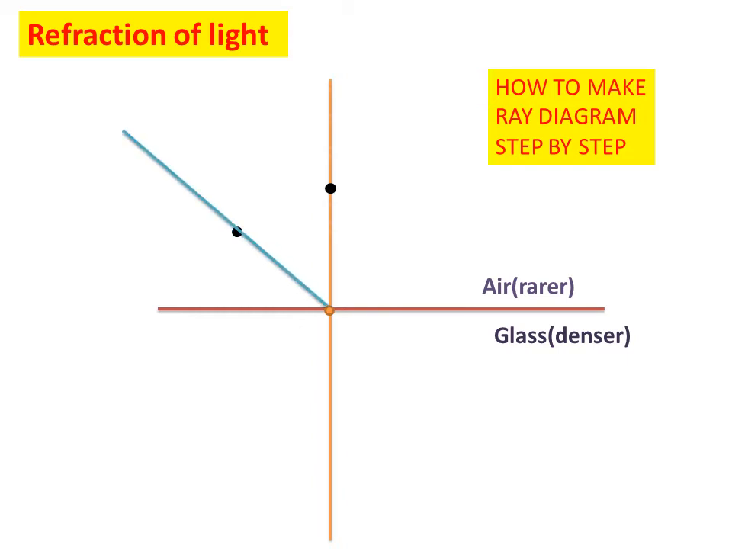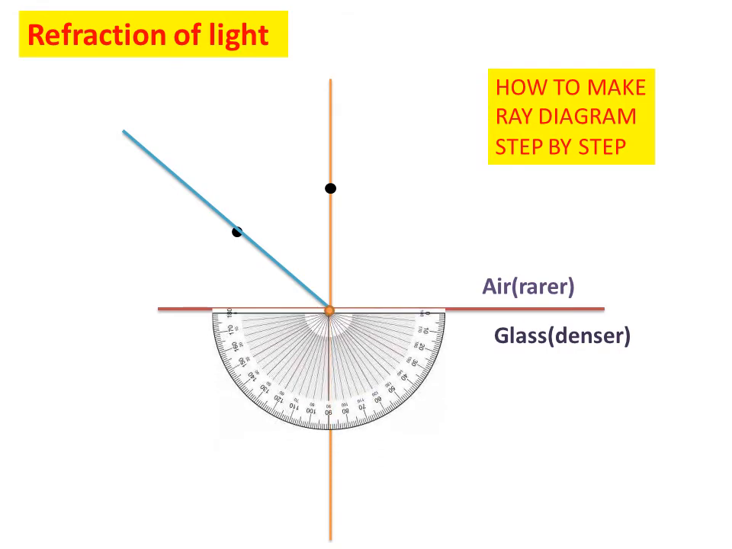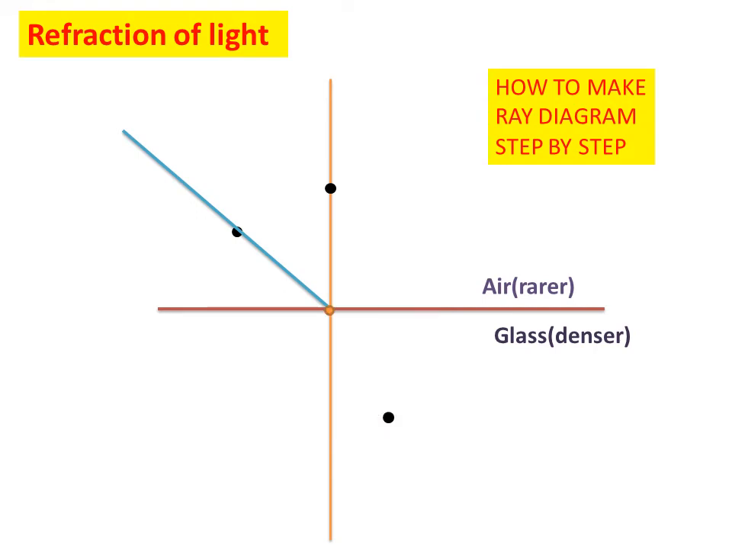Now again, here we have the point of incidence. So now again place the center of the protractor at the point of incidence below this horizontal line. Calculate 30 degrees from this 90 degree point, 10, 20, 30, and make a small dot here. Remove the protractor and join the point of incidence to this dot. Here our ray diagram is ready.